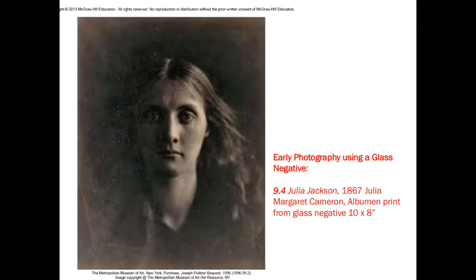Alright, this is an early photograph using a glass negative, 1867. Julia Jackson. This has some really beautiful tones in here. You can see these different washy sorts of tones. This is Julia Margaret Cameron. She's a very early photographer, and it's quite large, 10 inches by 8 inches. It's a large glass negative, and then it was an albumen print. So it's printed out.